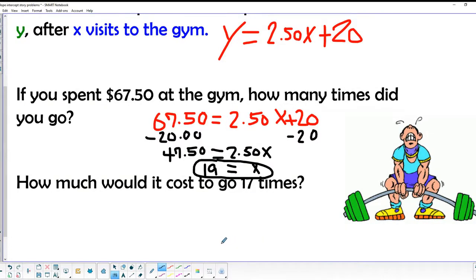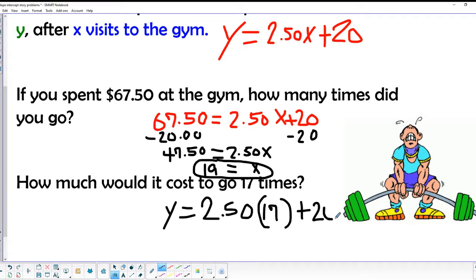So how much would it cost to go 17 times? Well, in this case, we're going to write down the equation again, $2.50. But we're going to put in 17 for x instead of y because that's how many times we're going to the gym. And then we'll add 20 to our total.